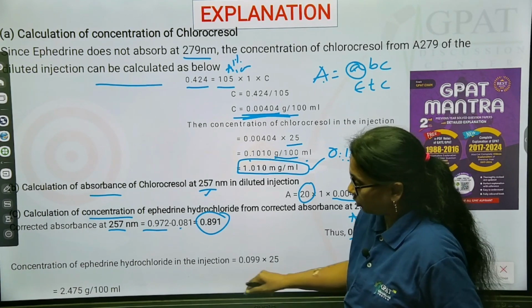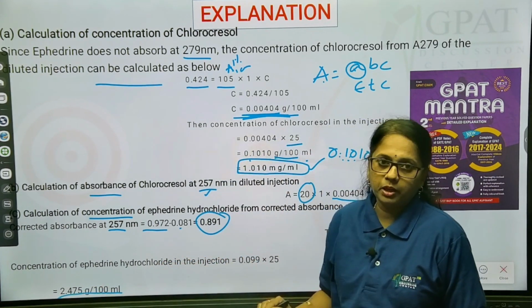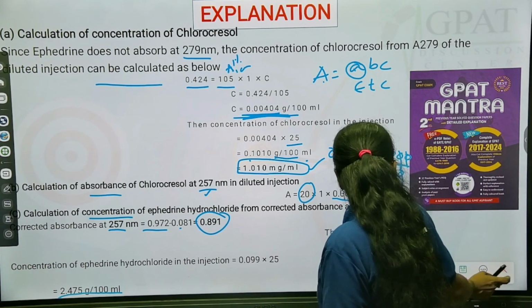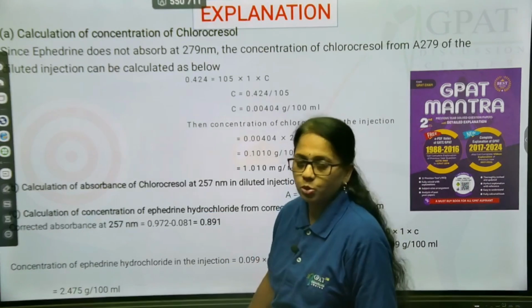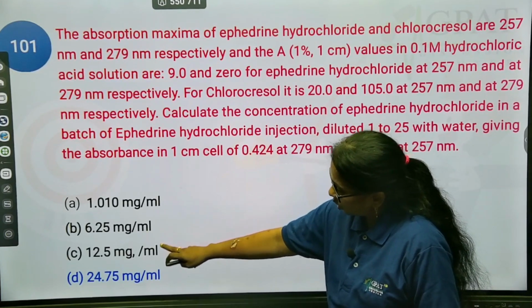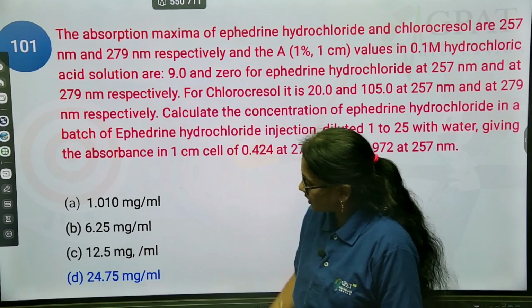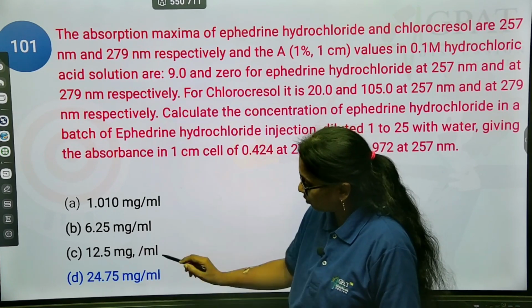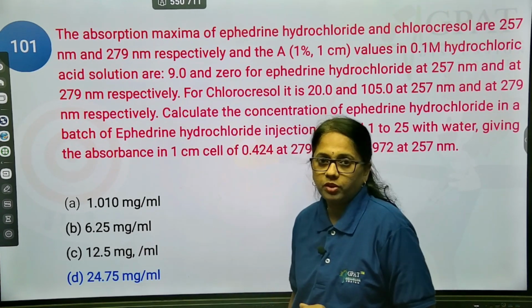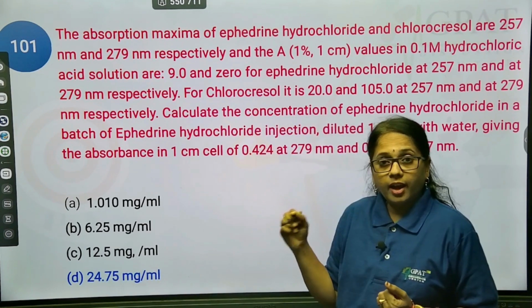So thereby you are going to get 2.475 gram per 100 ml. Okay. So now let us see where this option is there, 2.475 gram per 100 ml. In this options, if you see, A 1 mg per ml, B 6.25 mg per ml, C 12.5 mg, D 24.75. What we got is 2.475 gram per 100 ml.